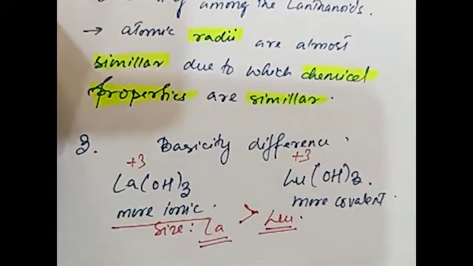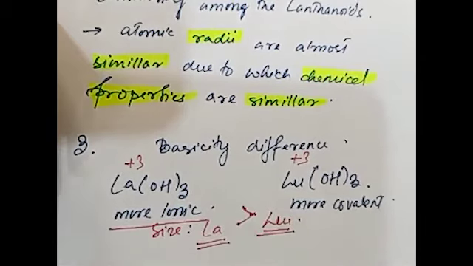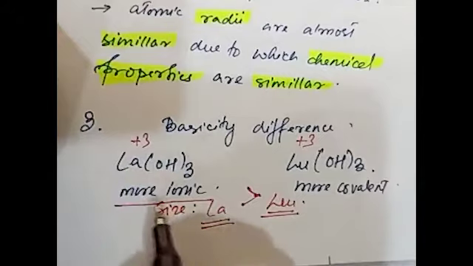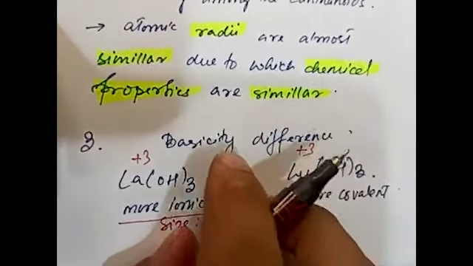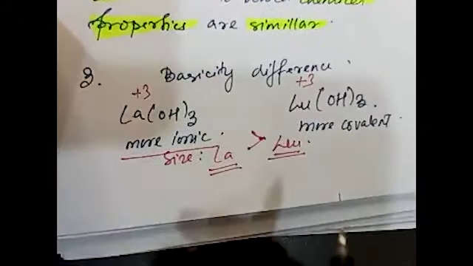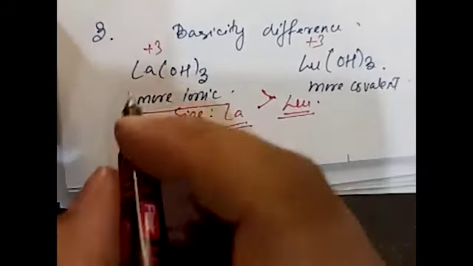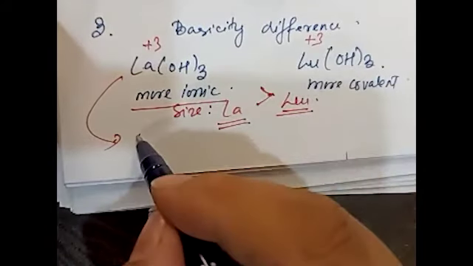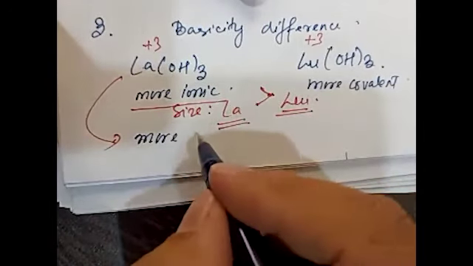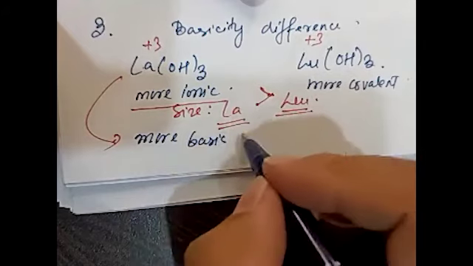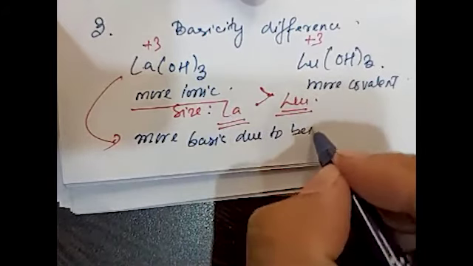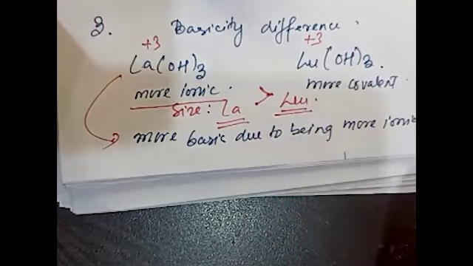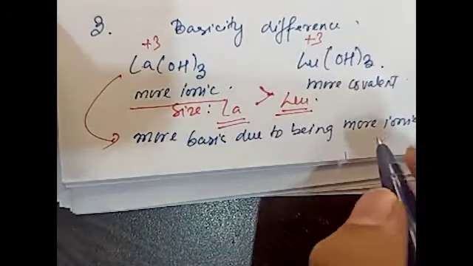So remember, the one which is more ionic is more basic. The hydroxide which is more ionic has to be more basic. So lanthanum hydroxide is more basic because it is more ionic, more basic due to being more ionic.